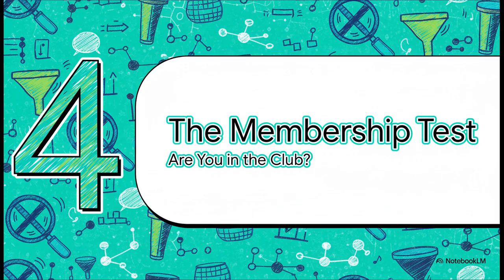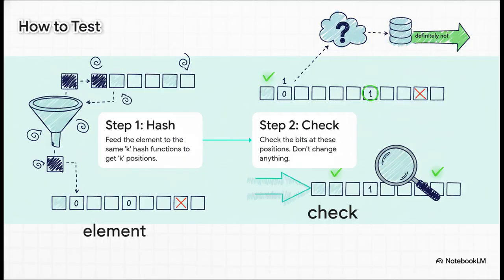Now for the important part. How do we check if something is already in there? Well, the process is going to look really familiar. To check for an element, you don't actually change anything in the array. You just take the element, run it through the exact same hash functions you use to add things, and then you just look. You check the bits at the positions the hash functions point to.